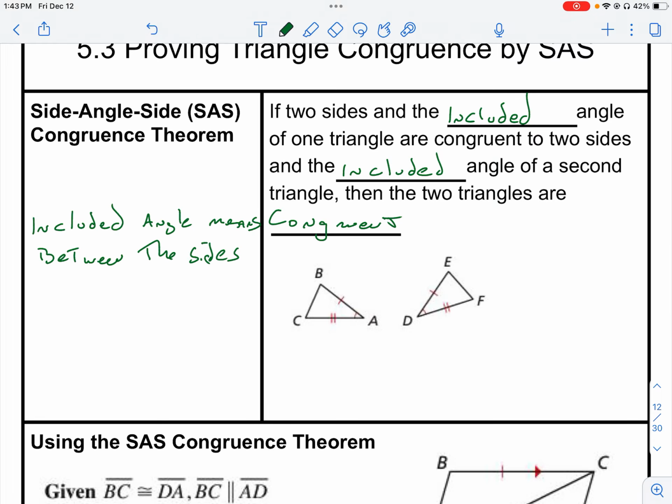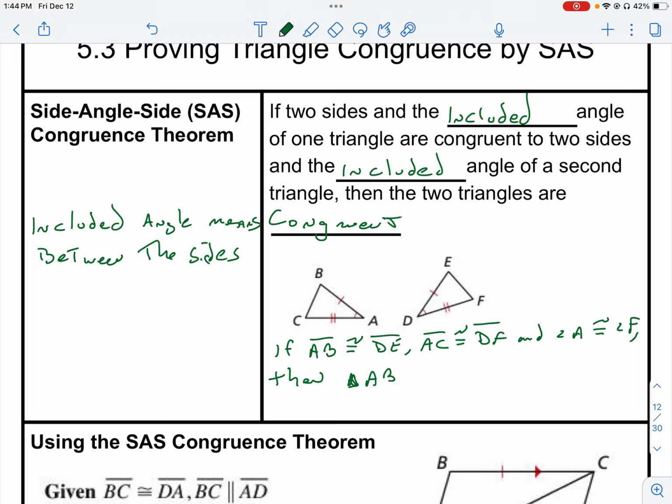So here we have two triangles. So if AB is congruent to DE, AC is congruent to DF, and angle A is congruent to angle F, then triangle ABC is congruent to triangle DEF.